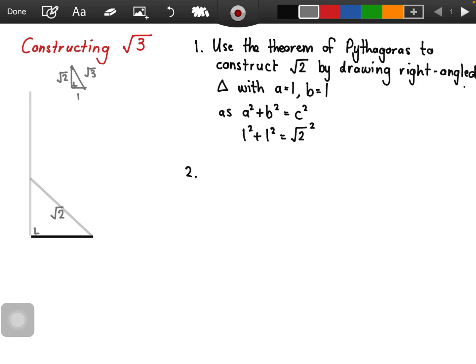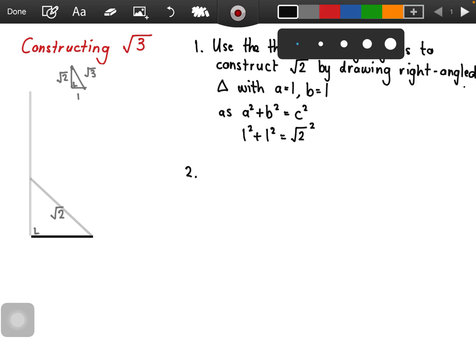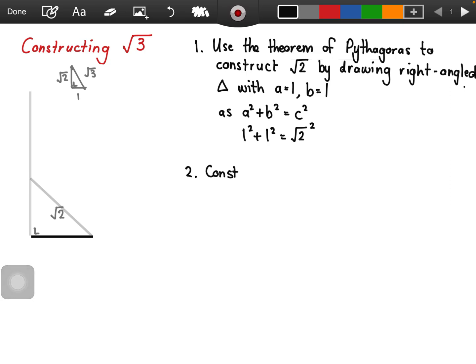I have constructed root 2. I am now moving on to constructing root 3. So from this line here for root 2, I want to construct a 90-degree angle. It doesn't matter if I construct it from this side or from this side, but I want to construct a 90-degree angle from an endpoint of root 2. So that is step 2. So it's very similar to step 1 originally when we were basing it off a 1 unit length.